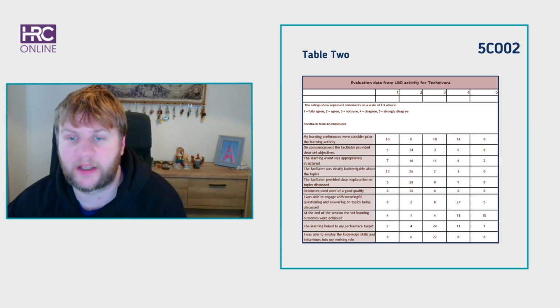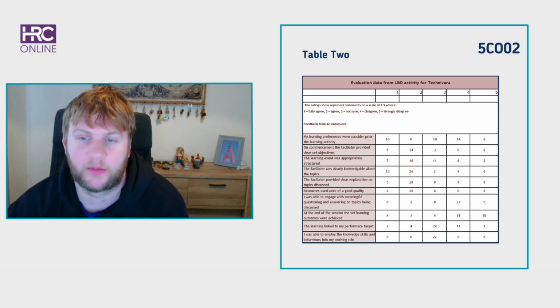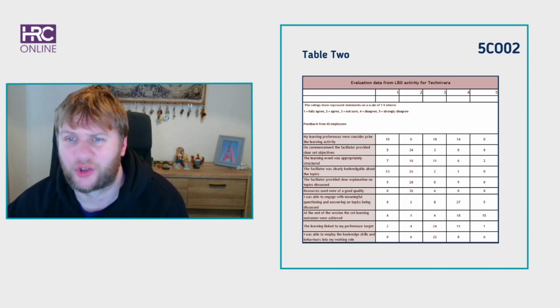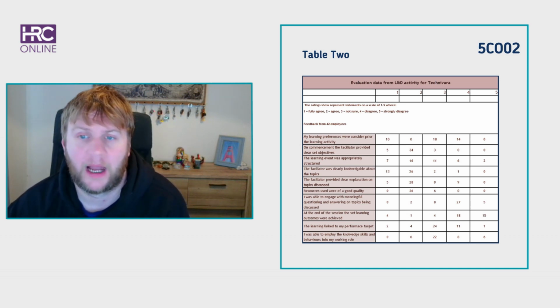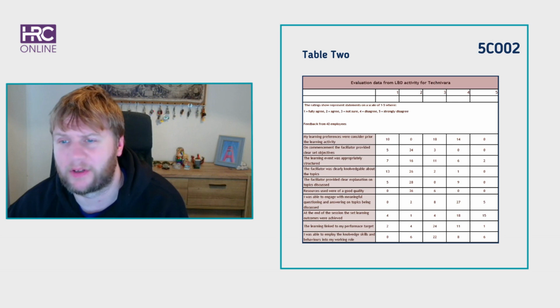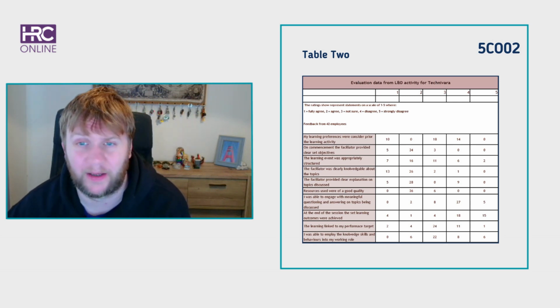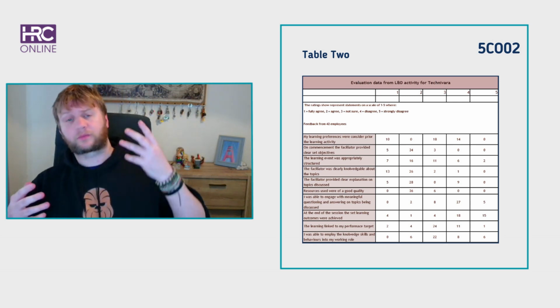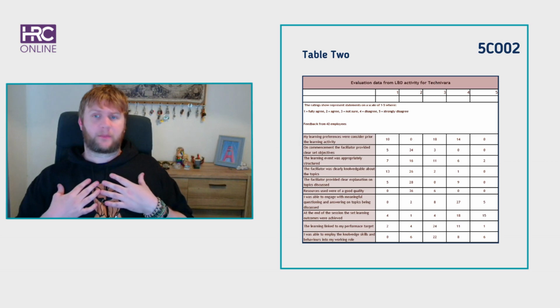So as you can see from the 5s, at the end of the session, the set learning outcomes were achieved: strongly disagree is really high there. I was able to engage in meaningful questioning and answering on the topics being discussed: disagree, 27 and 5, that's really high for disagreeing there. So that would stand out to me.